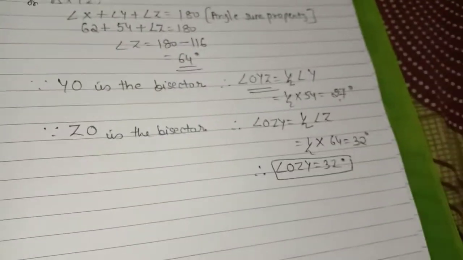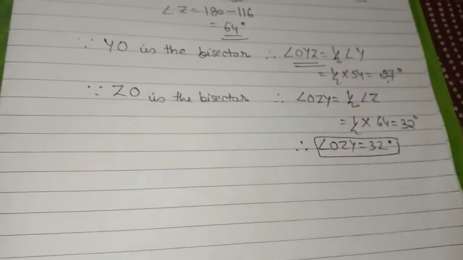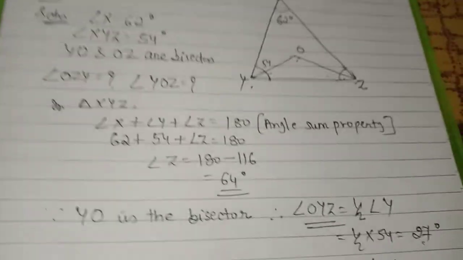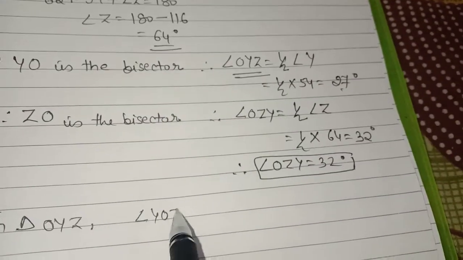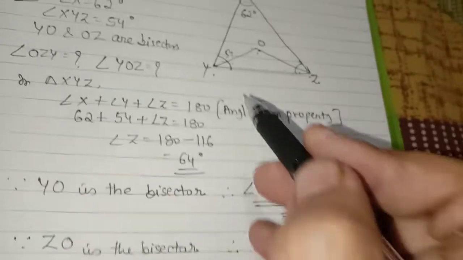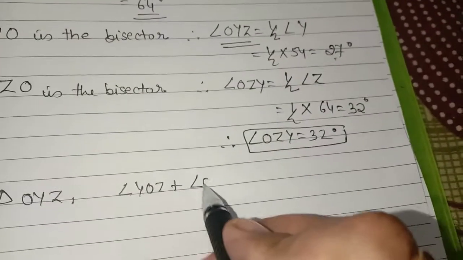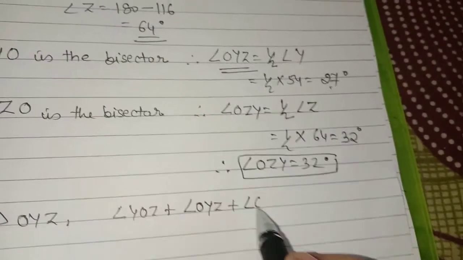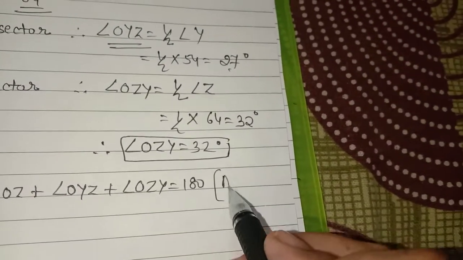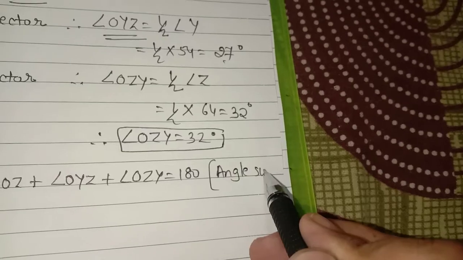So we'll write here, in triangle OYZ, angle YOZ plus angle OYZ plus angle OZY is equal to 180. What reason will we indicate here? It is the angle sum property.